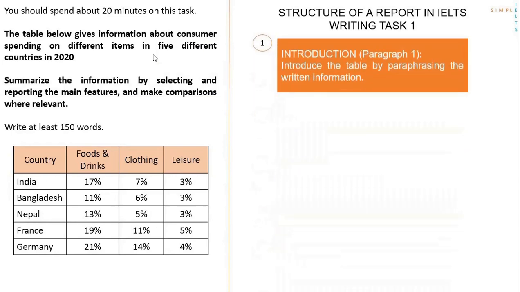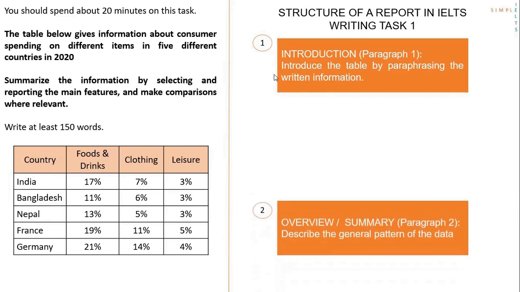Normally, the structure consists of introduction, number 1, which is written in paragraph 1. This is where we introduce the table by paraphrasing the written information. This is the written information. Okay. By paraphrasing, it means we rewrite the information with our own words.